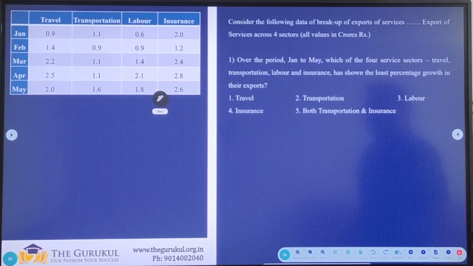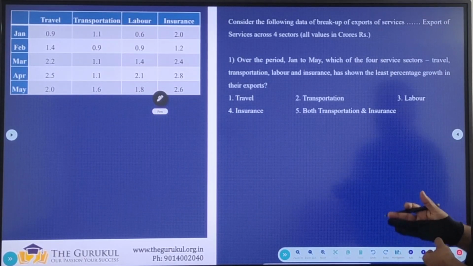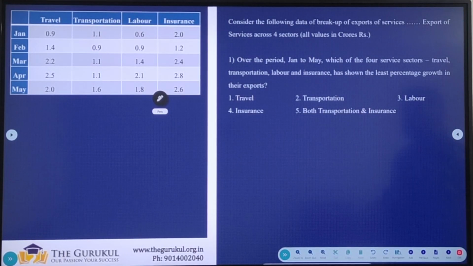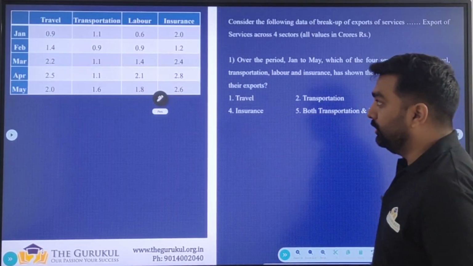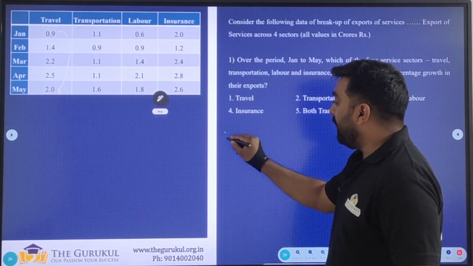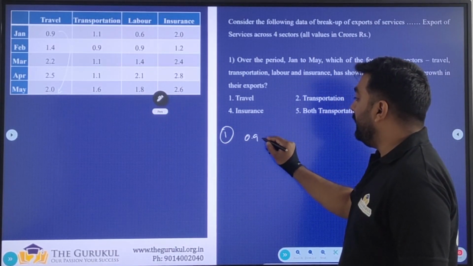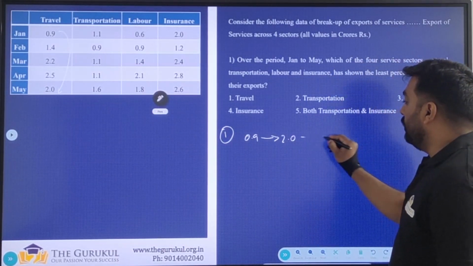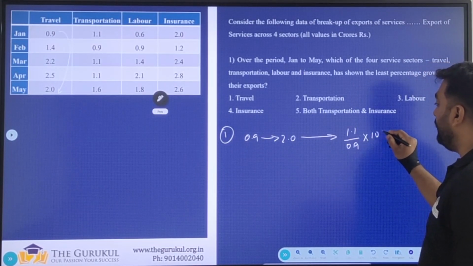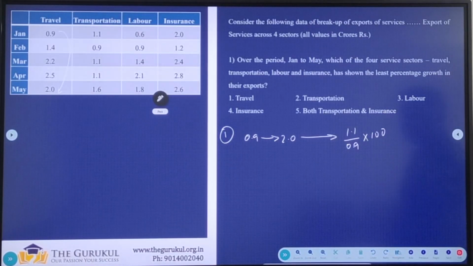So let's look at the first one. Over the period Jan to May, which of the 4 services, travel, transportation, labor and insurance, has shown the least percentage growth in their exports? Over the period Jan to May, which one showed the least percentage growth? So Jan being the initial value and May being the final value. For travel, that is option 1, 0.9 to 2.0. So there is a change of 1.1 on 0.9. We want percentage, so multiplied with 100.